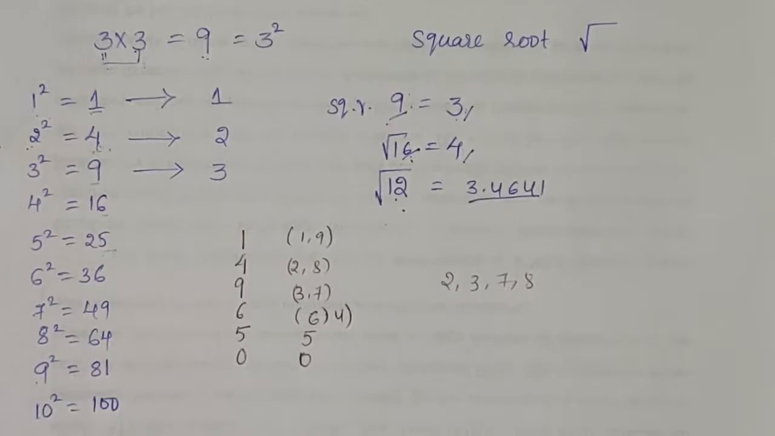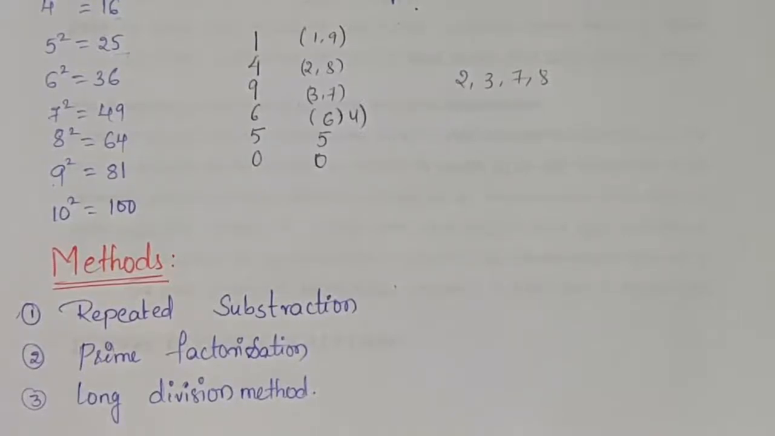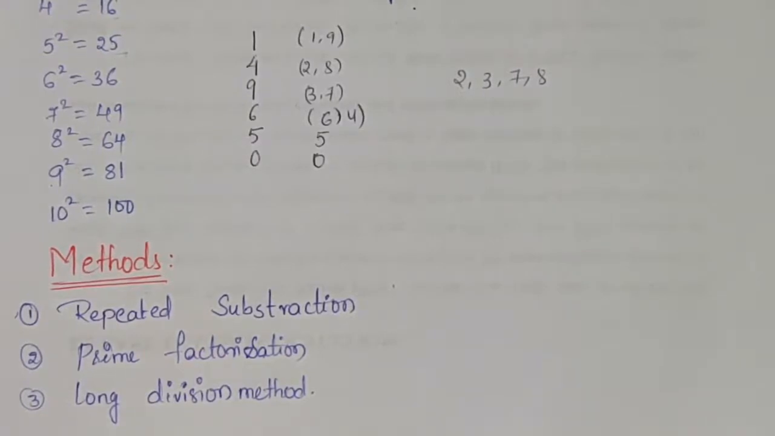Now we'll look into the methods to find the square root of any number. We have mainly 3 methods: the repeated subtraction method, the prime factorization method and the long division method. The repeated subtraction method and prime factorization work only for perfect square numbers, but by using the long division method you can find the square root of any number. Even if it is not a perfect square number, you can find its square root by using the long division method.